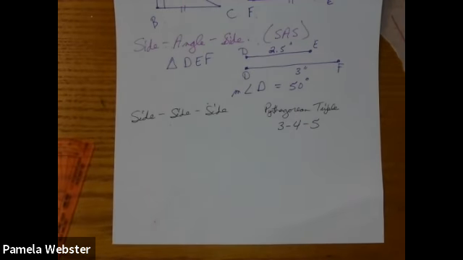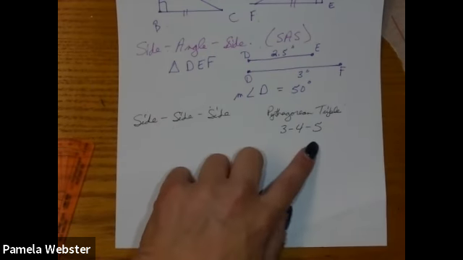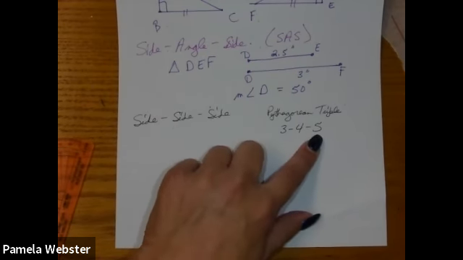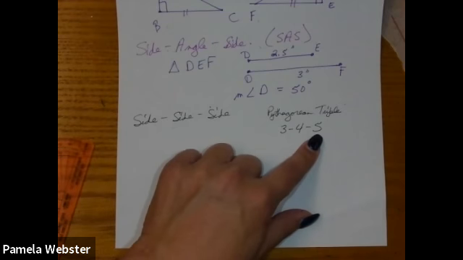Yeah, the 3, 4, 5 Pythagorean triple, right? You've heard that one before. So what that means for me is the 5 has to be the hypotenuse. What's a hypotenuse? The long side, right?